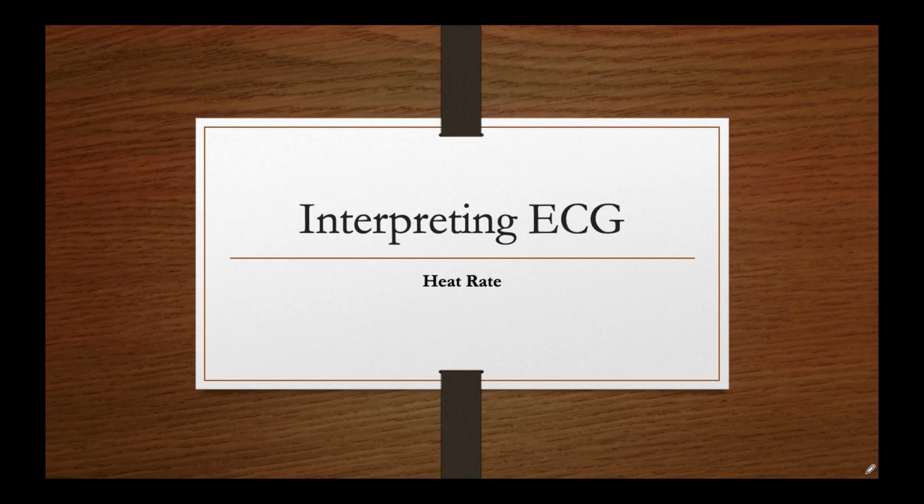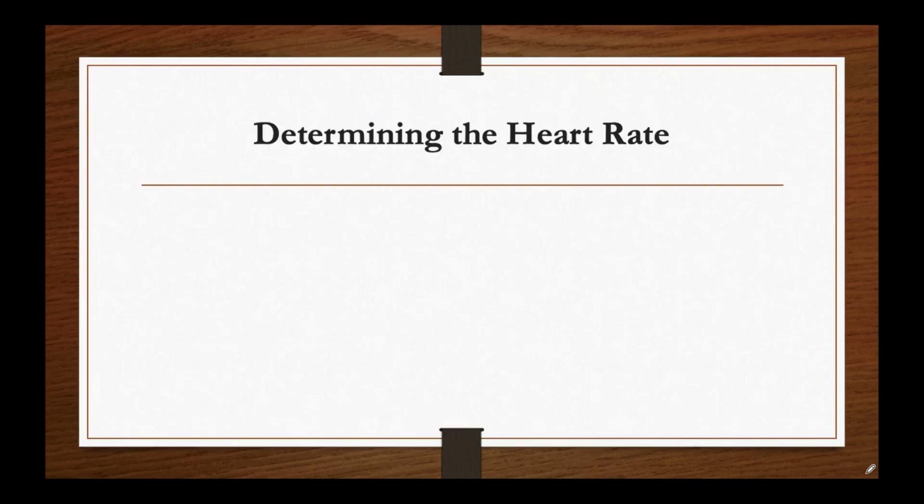Today we are going to look at the heart rate. When we say heart rate, we mean the number of times the heart beats in a minute. Now, how do we determine this heart rate? There are a lot of methods which we are going to look at today. But before we can even determine the heart rate, the first thing we must do is to look at the speed with which the ECG paper is running.